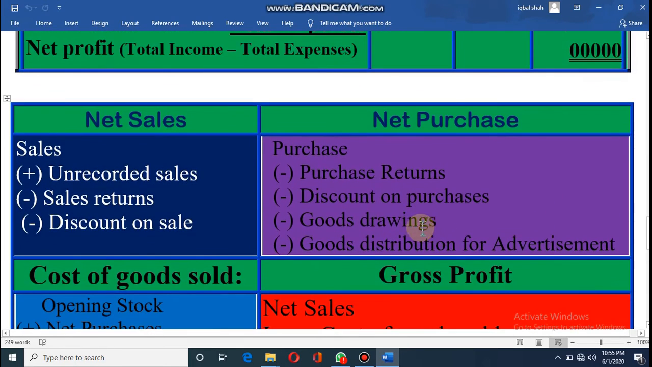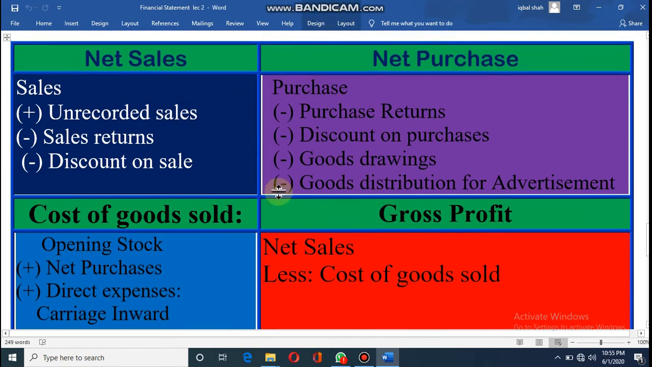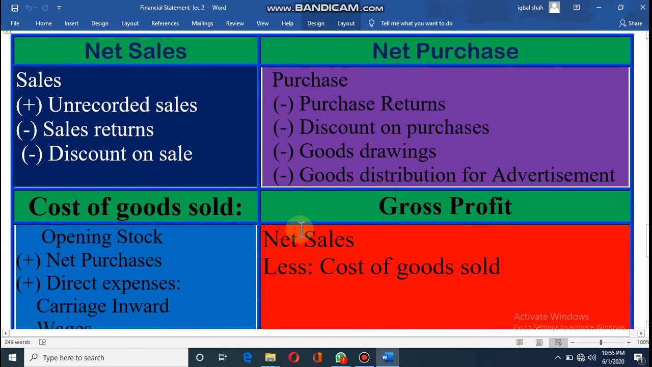Dear student, in the creative base, look: 2 marks from net sales, 2 marks from net purchase, 4 for cost of goods sold, 4 for gross profit. If you can learn, you may get 12 marks from this. So this is very important.